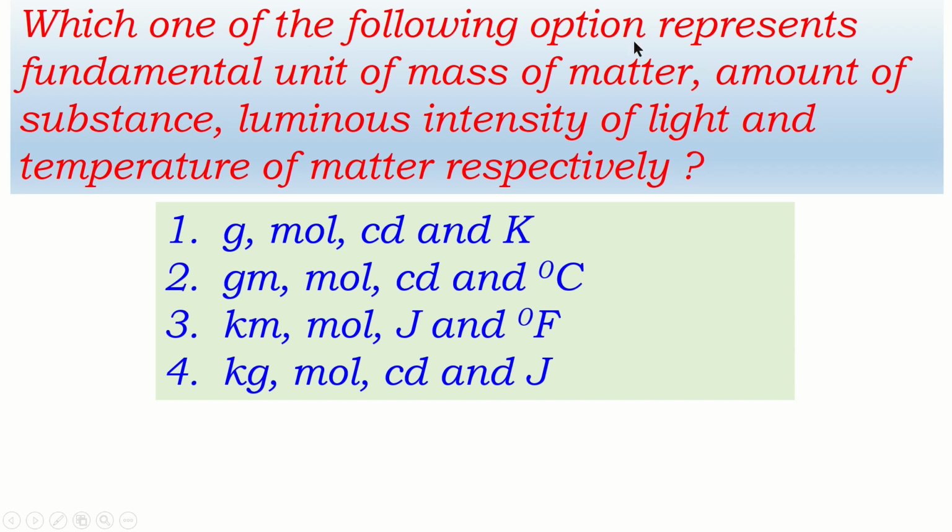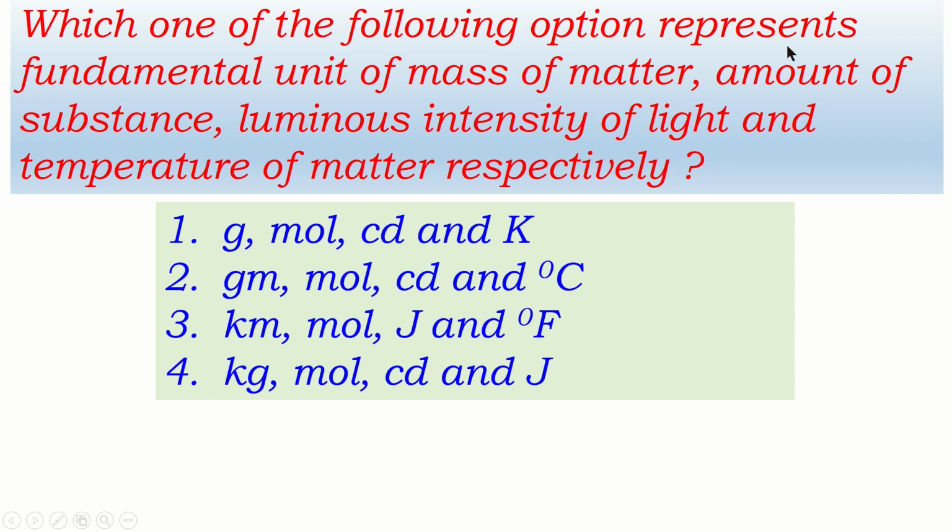Which one of the following options represents the fundamental unit of mass of matter? Mass of matter. Look at this, 1, 2, 3, 4. G is gram. Okay, mass. GM is the wrong symbol for gram. That's why we have to drop it down. KM, kilometer. This is a unit of length, not the unit of mass. That's why we have to drop it down. Number 2 and 3 are dropped. Now we have only 1 and 4. 4 is kg, kilogram. Yes, it may be 1 or maybe 4. But 2 and 3 are not correct.